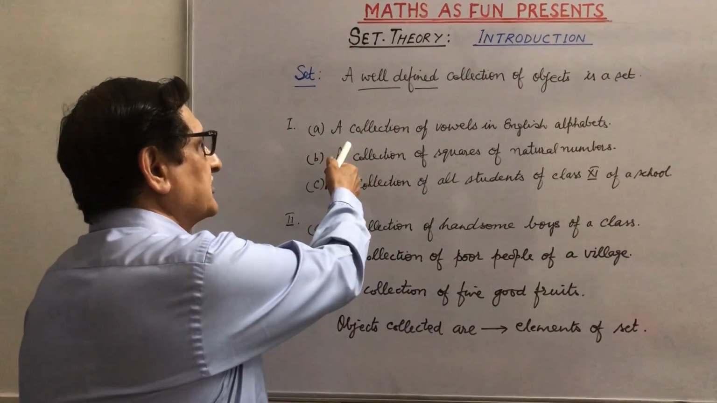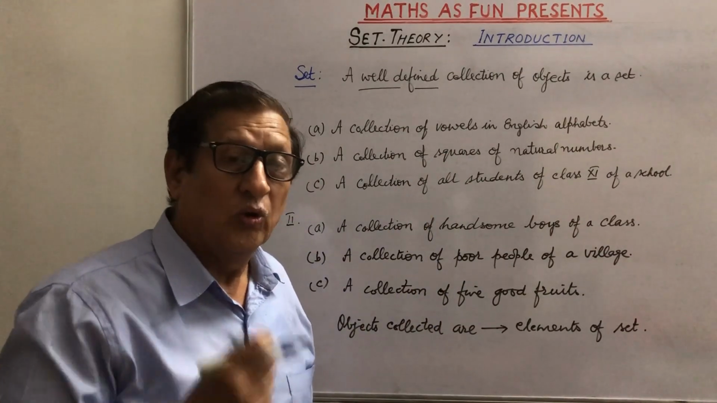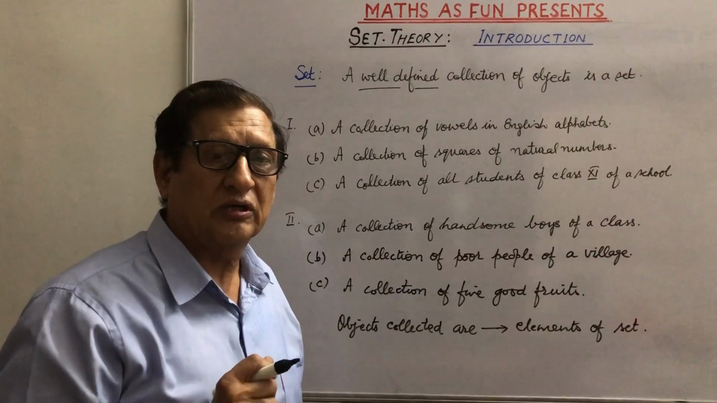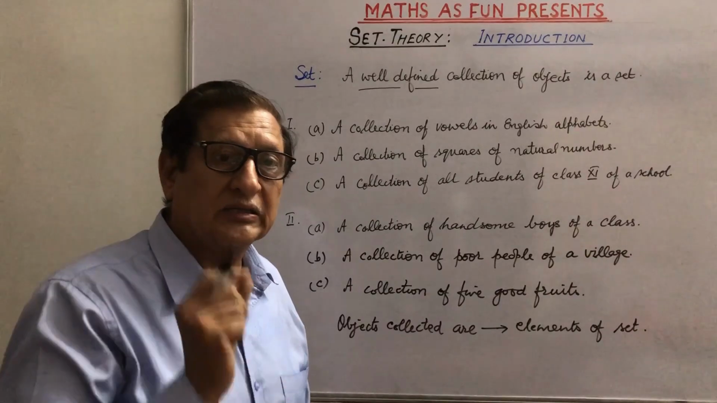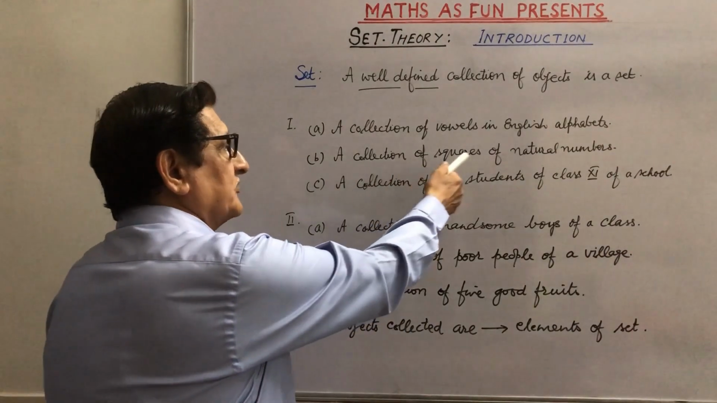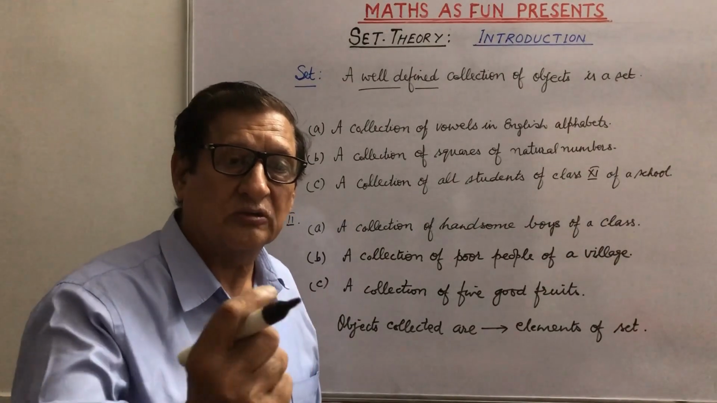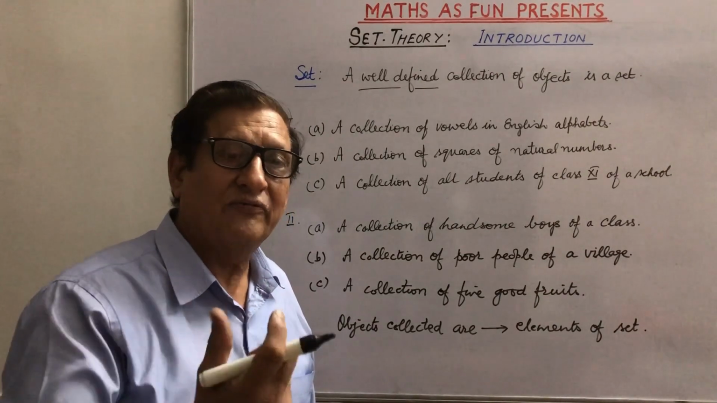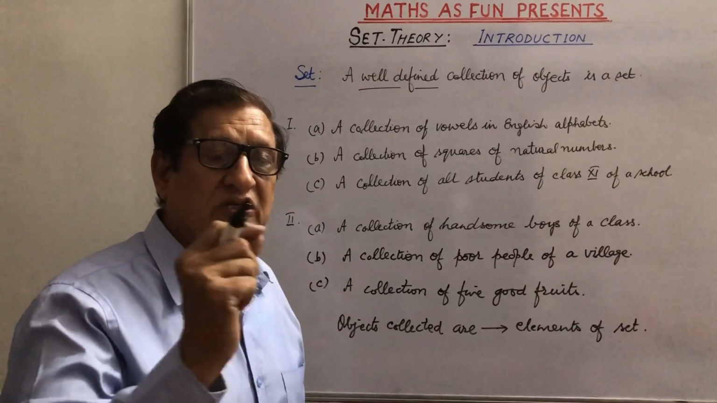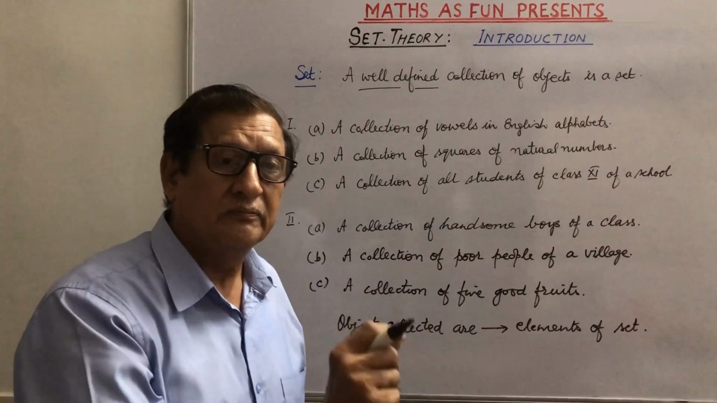Suppose we have some examples here. The first example is a collection of vowels in the English alphabet. Only vowels, and that too of English alphabets, will be in that particular collection. So they have a common property that they are the vowels of the English alphabet. Second, we have a collection of squares of natural numbers. Here 1, 4, 9, these squares of natural numbers will be collected. 5 will not come there because that is not a square of a natural number. It means all the numbers collected in this group will be the squares of some natural number.